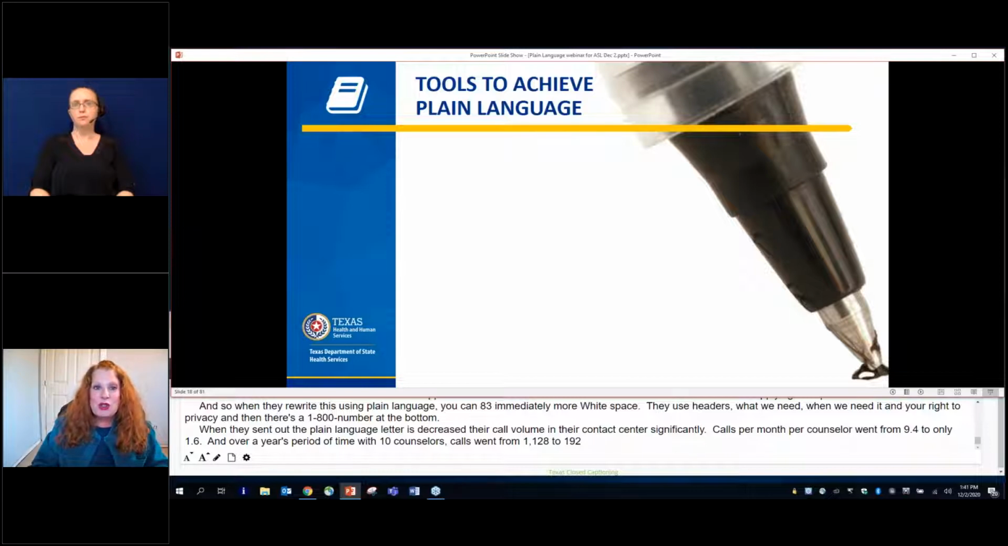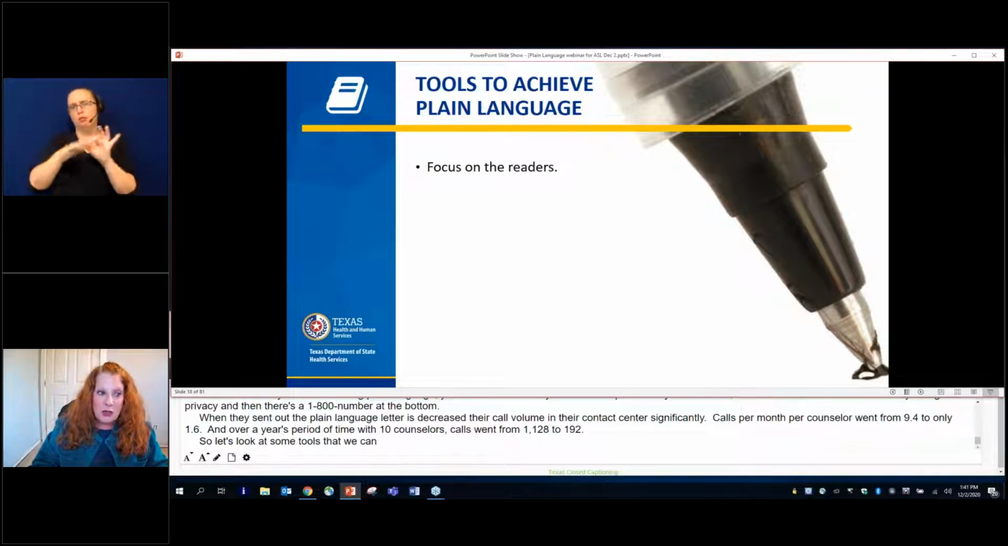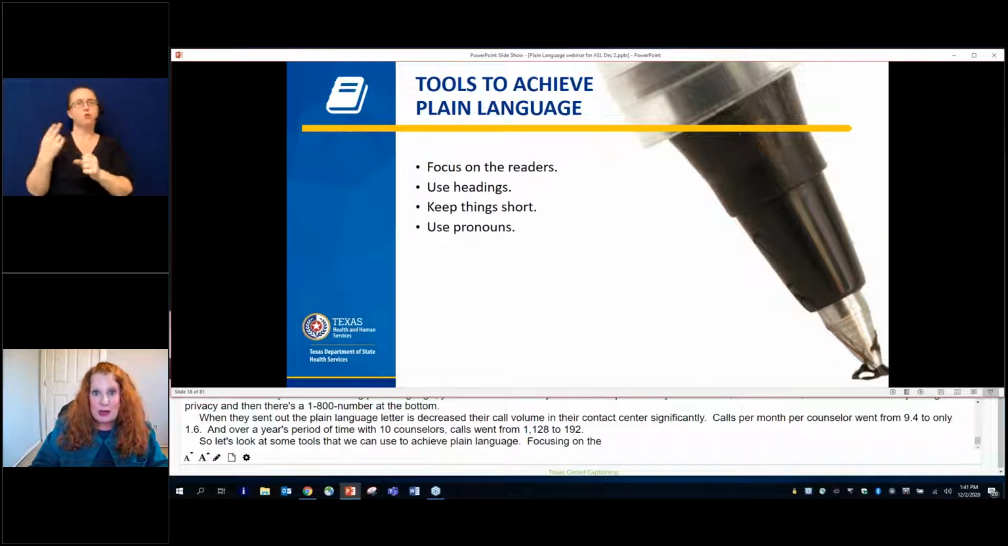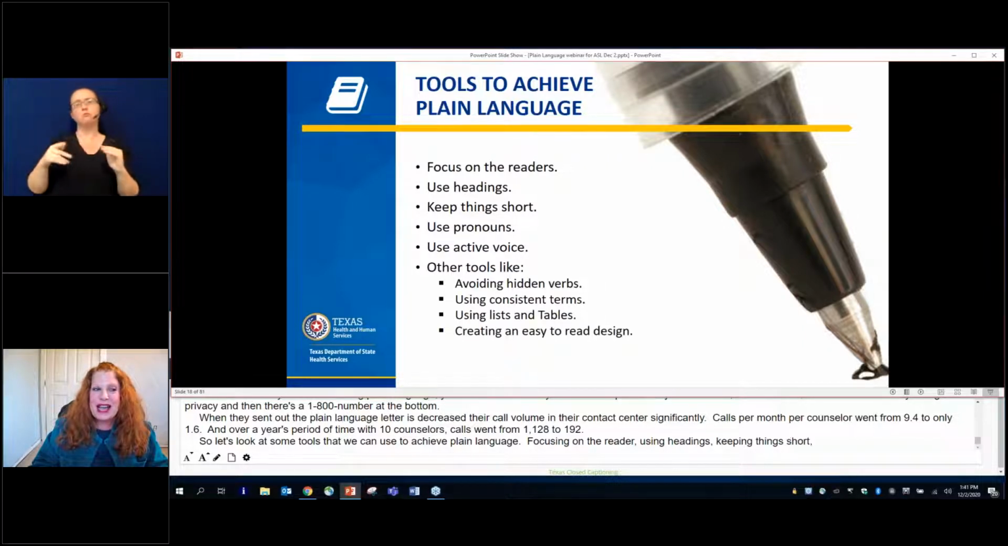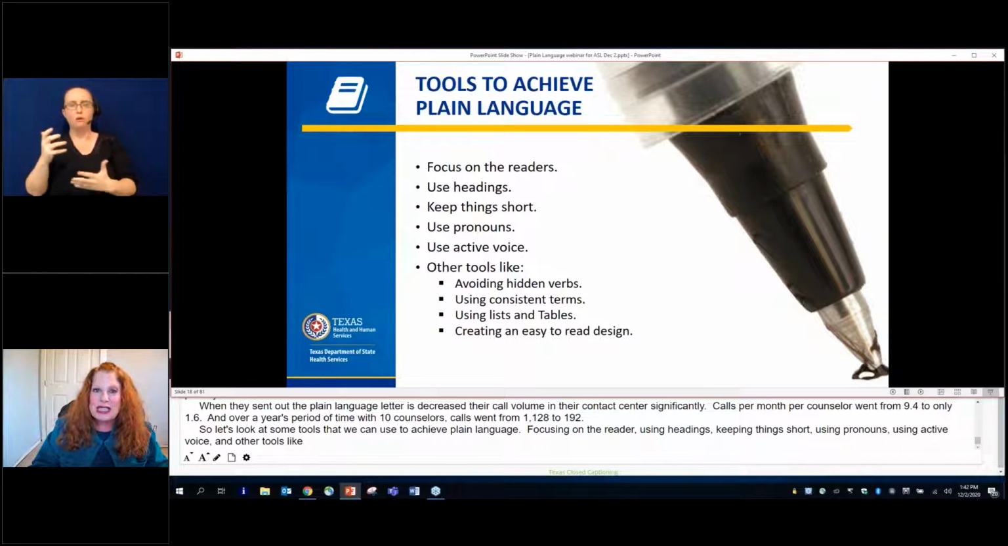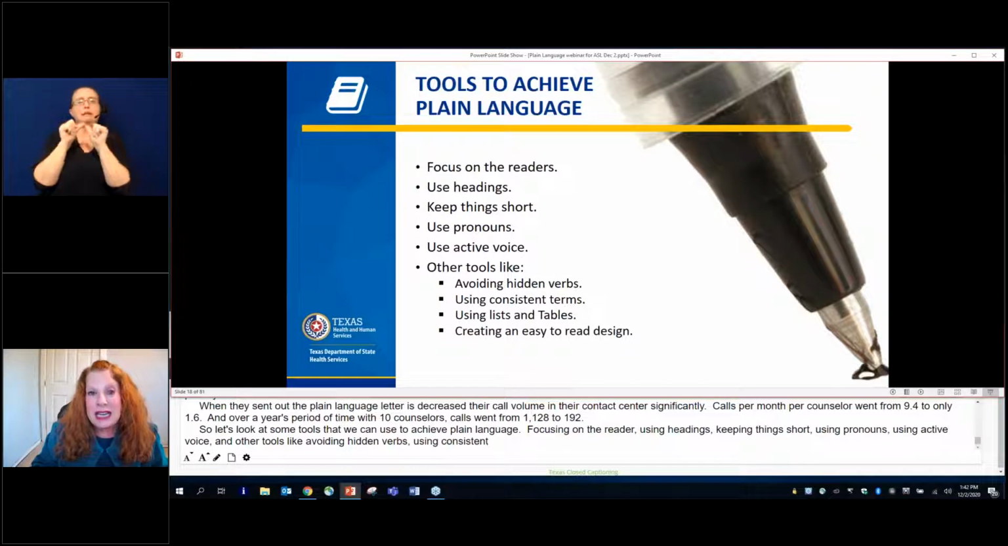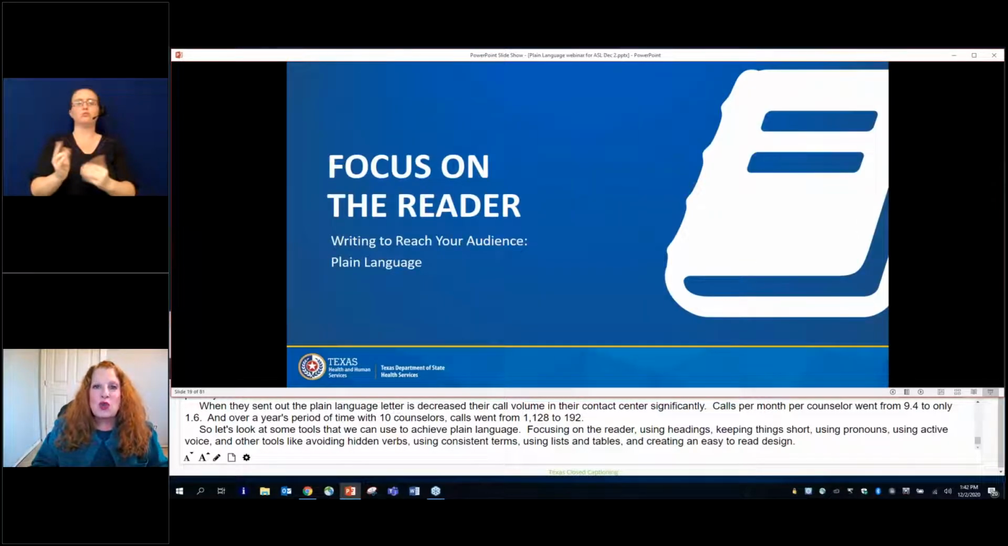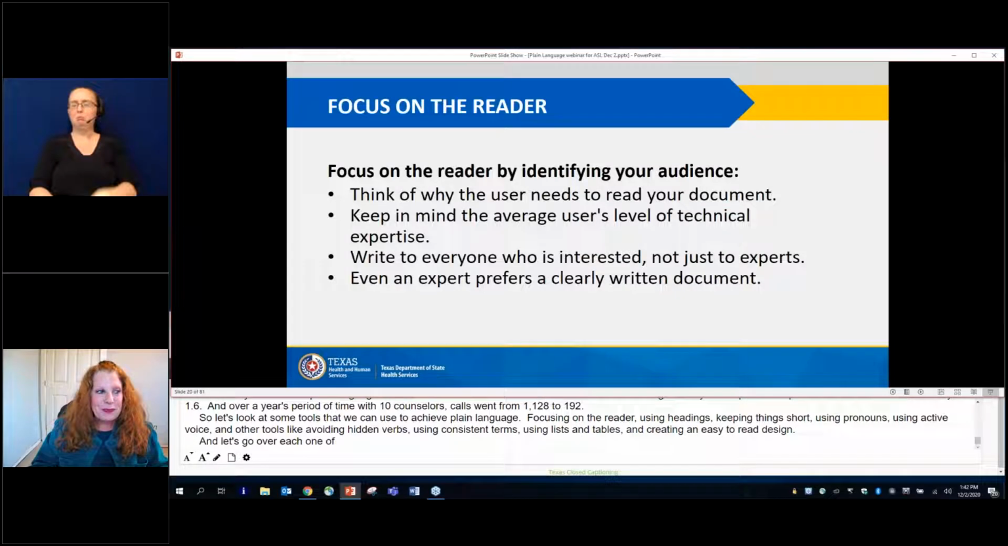So let's look at some tools that we can use to achieve plain language. Focusing on the reader, using headings, keeping things short, using pronouns, using active voice, and other tools like avoiding hidden verbs, using consistent terms, using lists and tables, and creating an easy-to-read design. And let's go over each one of these. So let's start with focusing on the reader.